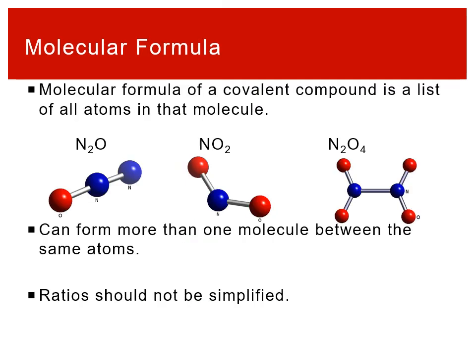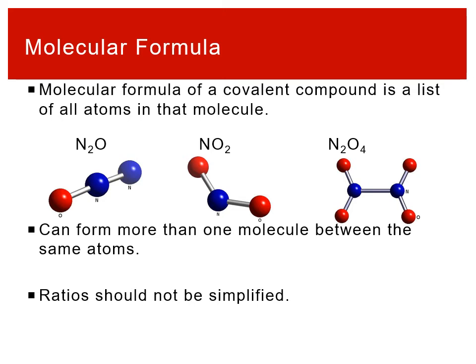So when we're dealing with molecular formulas, we have that end of the molecule, right? There's a coherent, these are all the atoms in the molecule. So when we're dealing with covalent compounds, it's no longer a ratio. It is a comprehensive list of all atoms in that molecule. So N2O is two nitrogen atoms, the blue spheres, and one oxygen, the red sphere. NO2, one nitrogen, two oxygens. N2O4, two nitrogens, four oxygens.